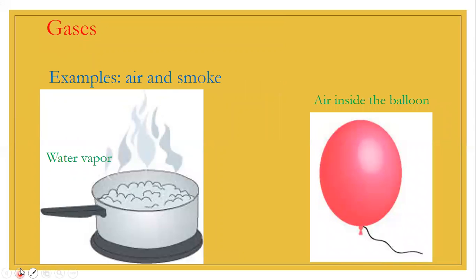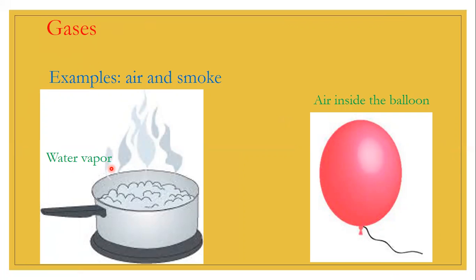Gases like air and smoke. Air inside the balloon and water vapor. Gases don't have a definite shape. They take the shape of the container, like the air inside the balloon takes the shape of the balloon. Or they are free around us, like the air in the room around us.